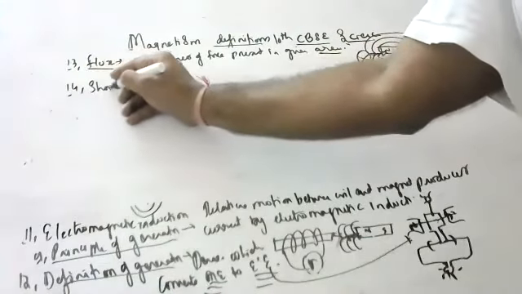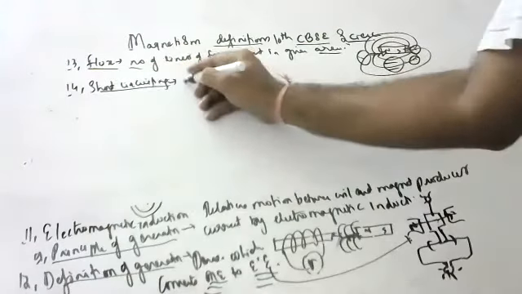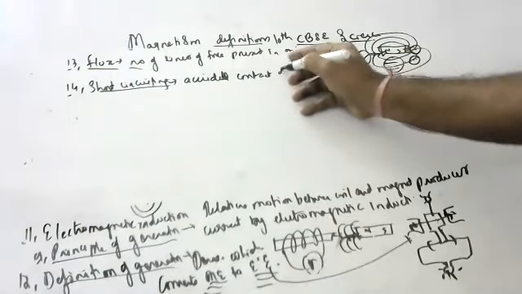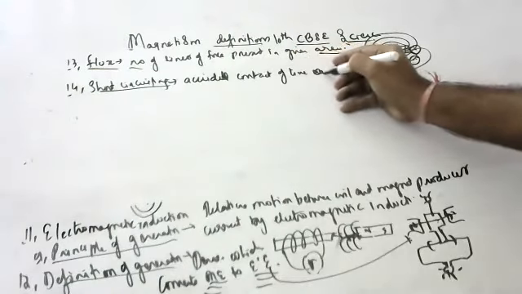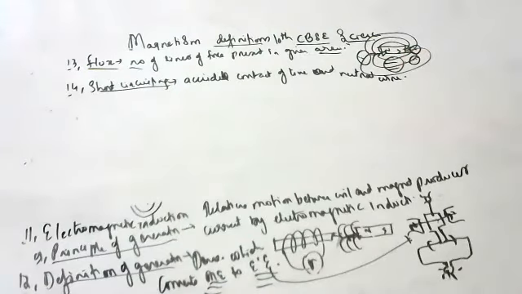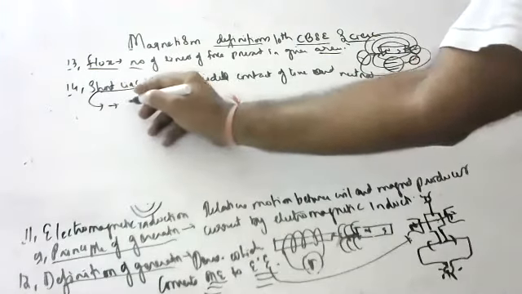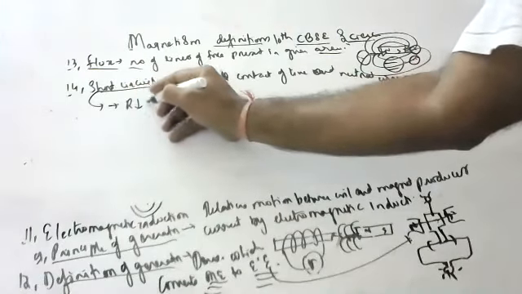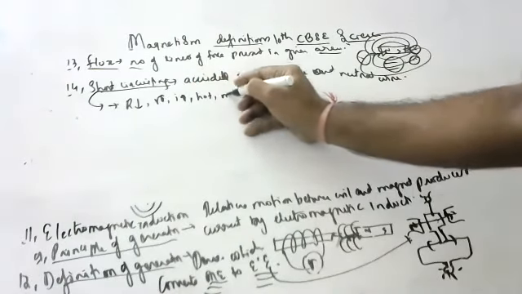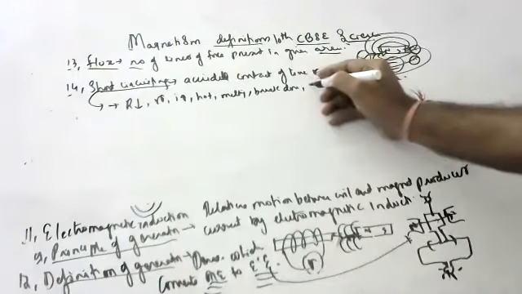Next, what is short circuiting, children? Accidental contact of live and neutral wire. What happens during short circuiting? Resistance decreases, current increases, and the wire will become very hot. It starts melting, and on melting it will break down. When the wire breaks down, current will stop.